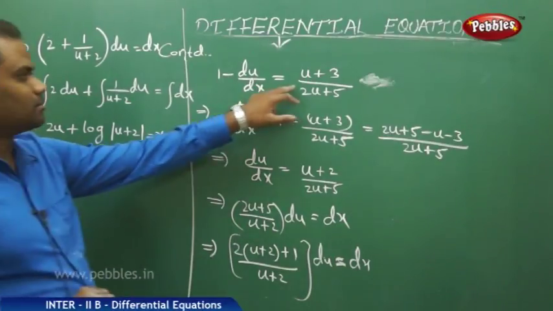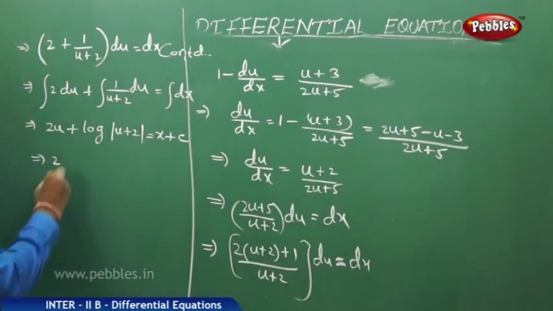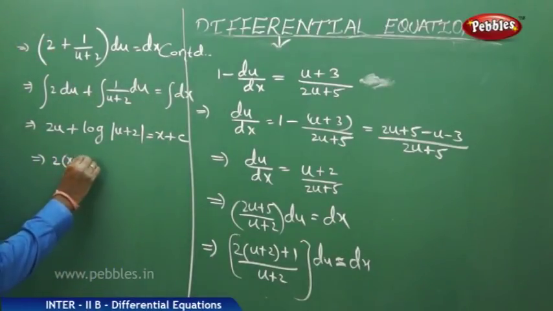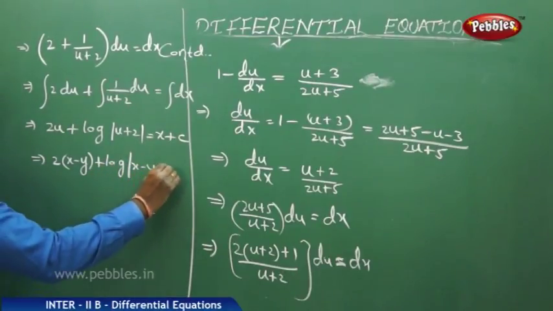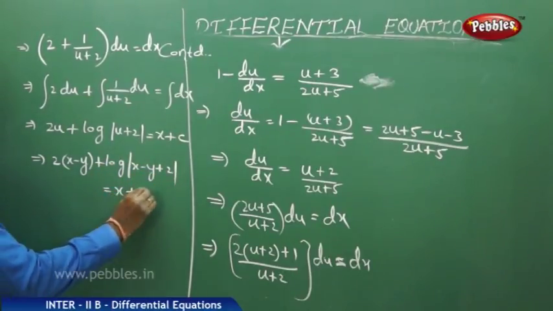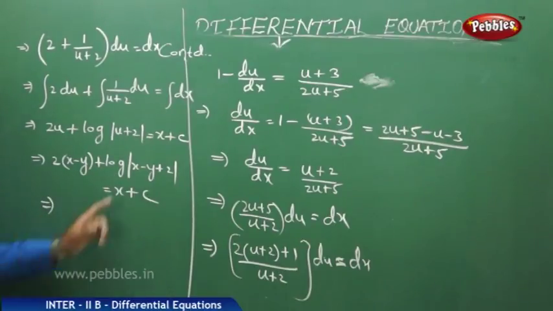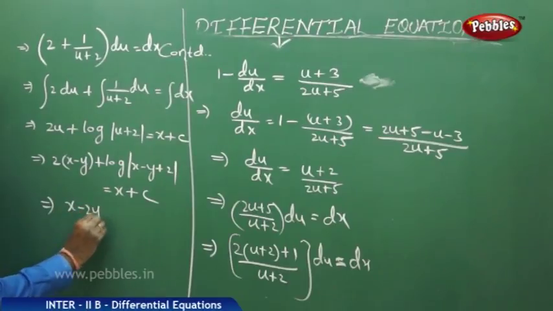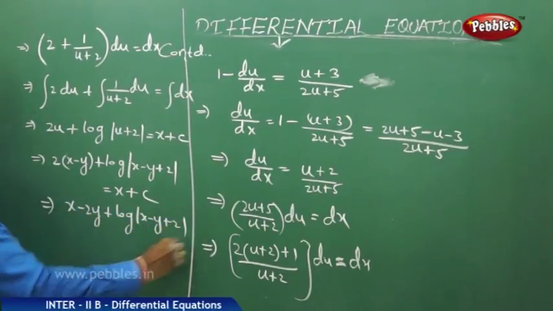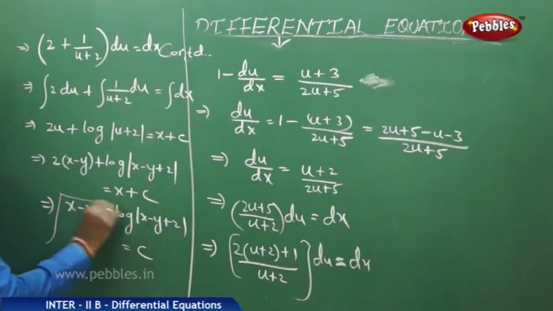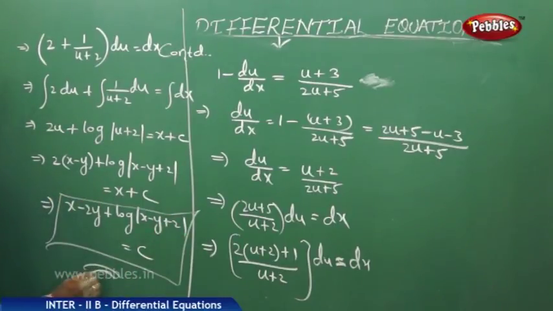U, which is nothing but x minus y, x plus c. This x, when brought here, comes as 2x minus x, which is minus 2y, plus log mod x minus y plus 2 equals c when substituted with u.